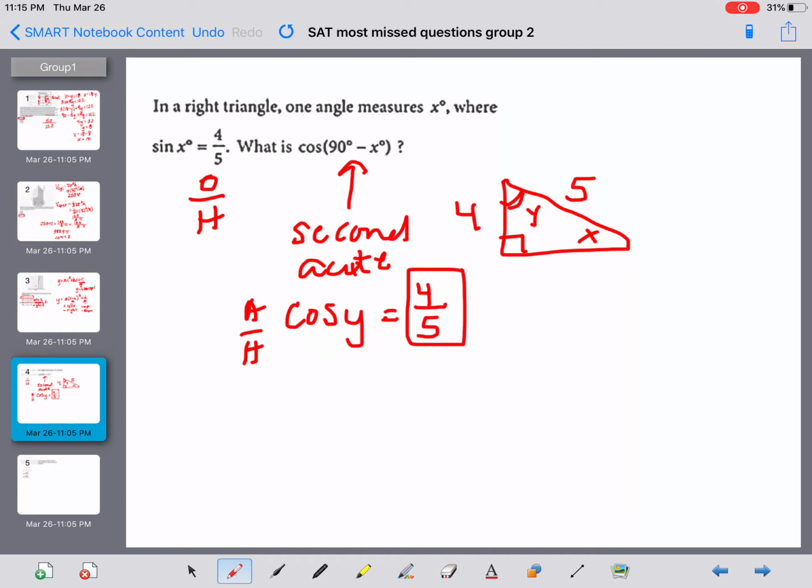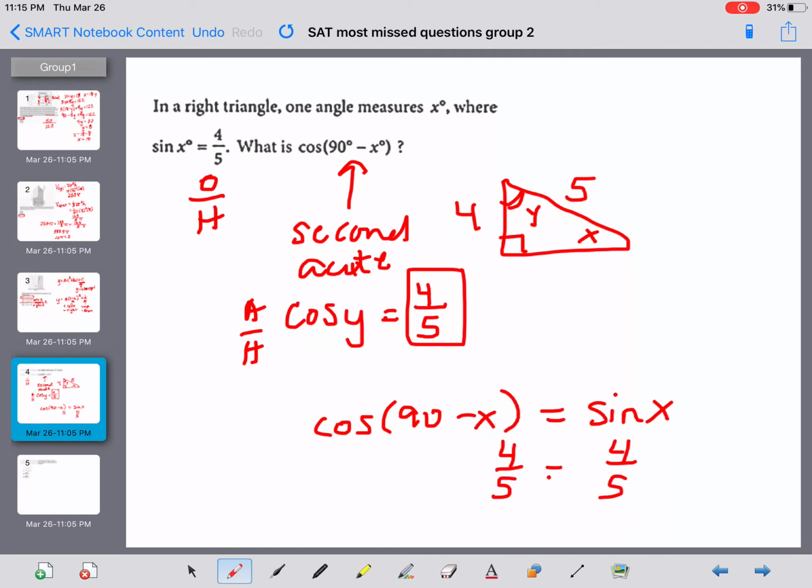I do want to recall for you, those that are in pre-calc, if you remember cosine of 90 minus x, this is the cofunction. And this is the same thing as the sine of x. So when you know that the cosine of 90 minus x equals the sine of x, if you knew this was 4/5 to begin with, you can just go with 4/5. So once again, if you recognize the cofunction, it'll save you a lot of time.